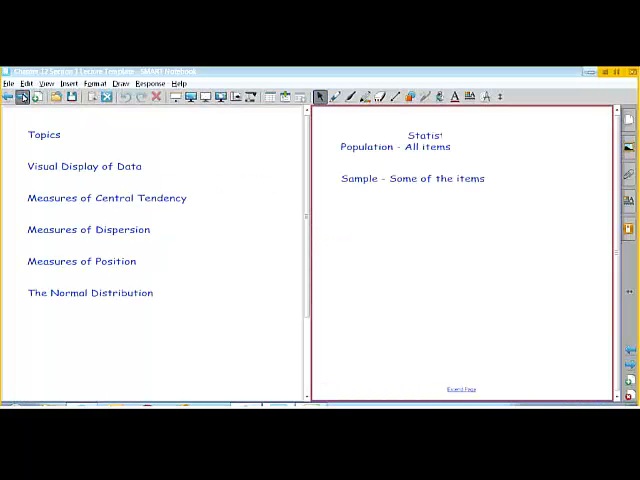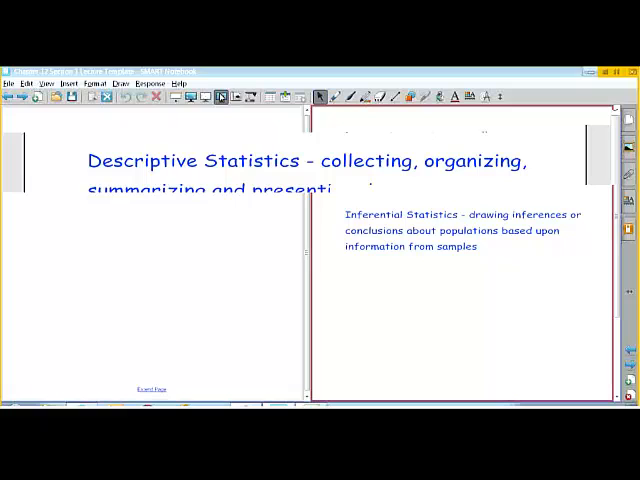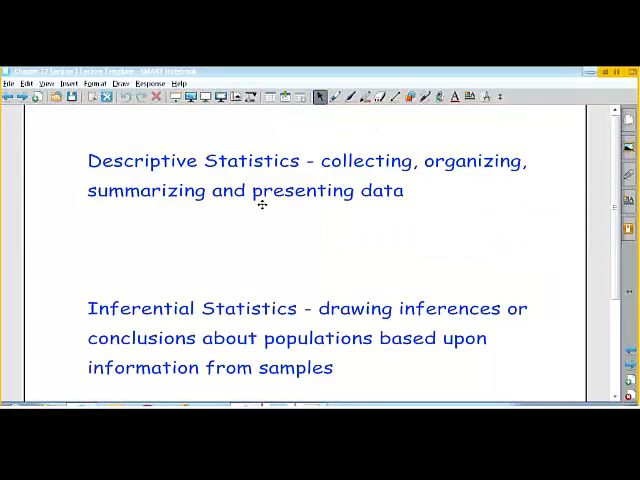Okay. And there are two kinds of statistics. We're only going to look at the first type, which is collecting, organizing, summarizing, and presenting data, descriptive statistics. So that's the easy part. If you take statistics 157, you would spend a lot of time on descriptive statistics, but you would spend some time on inferential statistics. What that does is take the data that you've collected and ask whether there is a difference in the results for the population that you're studying.